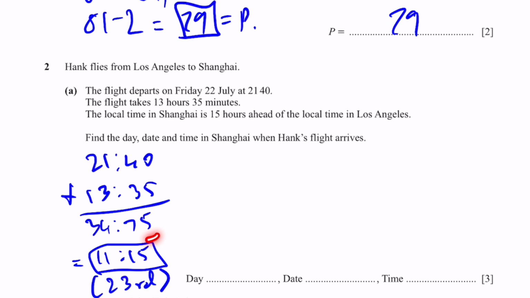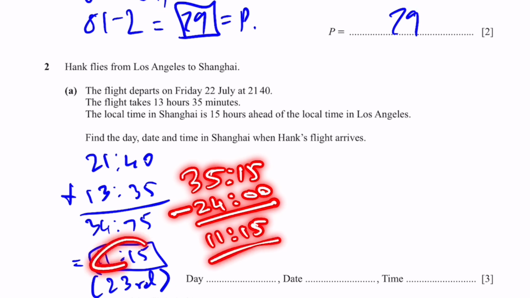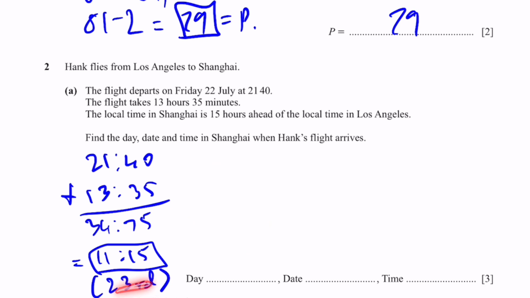By the way, how did I get 11:15? First of all, you cannot have more than 60 minutes here, so we can subtract 60 to make it 1 hour added over here. Add 1 hour, subtract 60, we get 35:15. And this is not actually a time, because 35 is greater than 24. So we can do 35:15 minus 24 hours to get the same time on the next day. So it's 11:15 as I got here on the next day, which is 23rd of July.